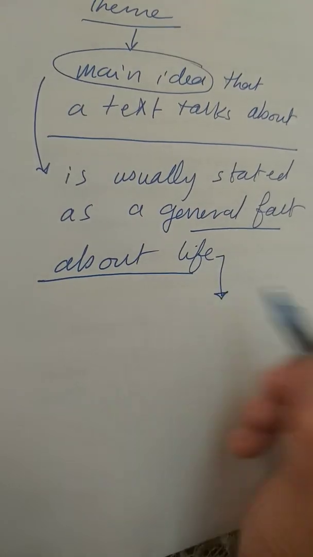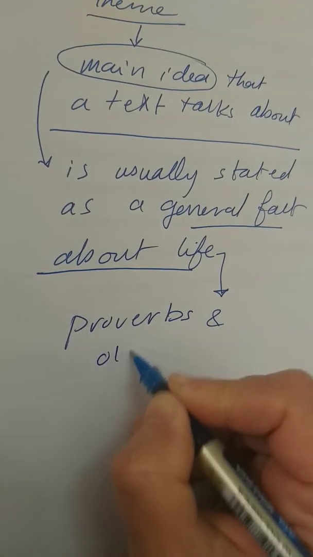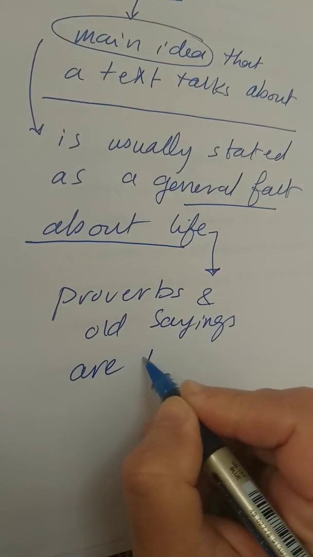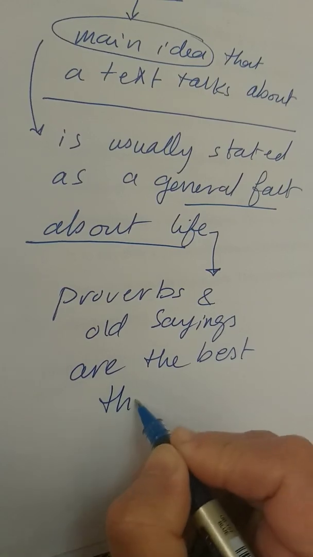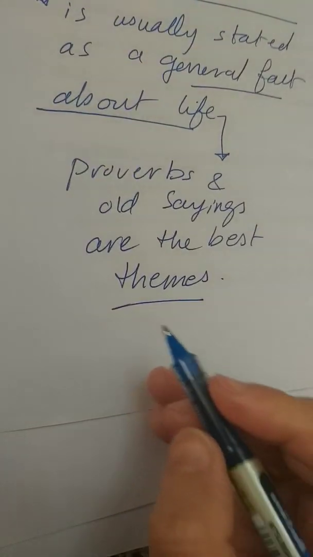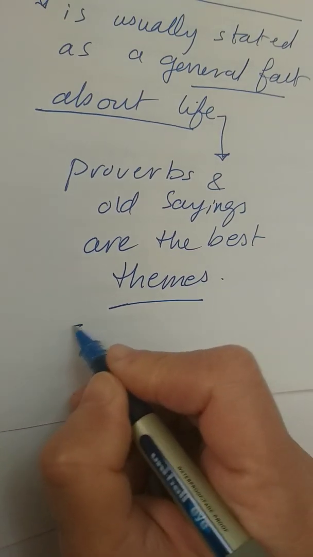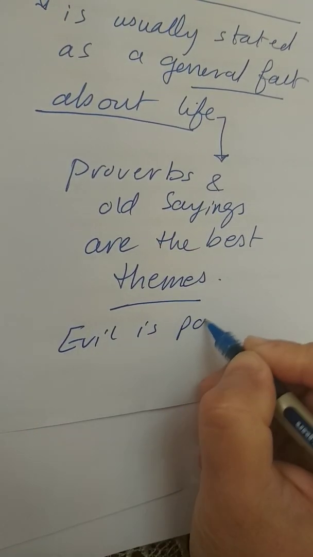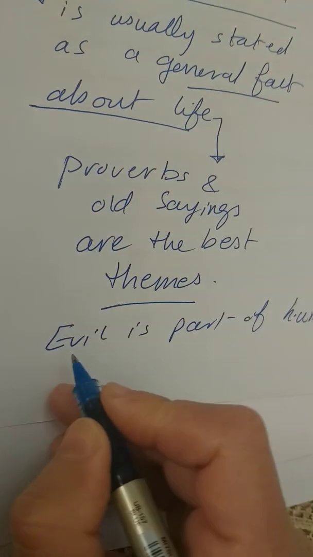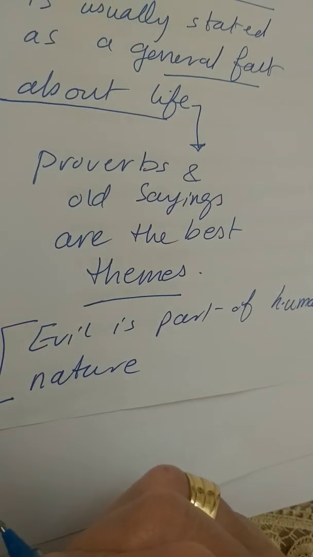يعني, in other words, proverbs, الأمثال, and old sayings, الأقوال الشعبية, proverbs and old sayings are actually the best themes. Okay? Because they are general facts about life. يعني, for instance, when you say, evil is part of human nature. This is a theme. It's a general statement about life.